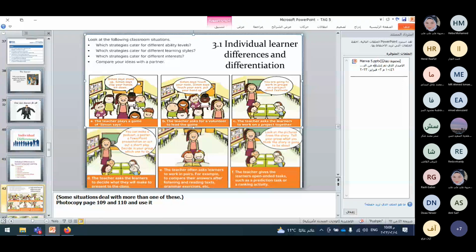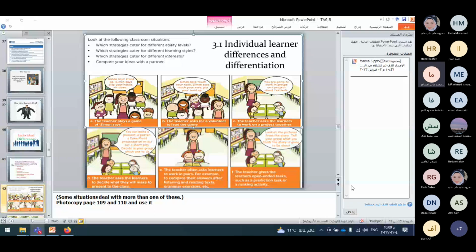Okay, so this one, tell me, does it suit the different ability levels? I mean, does it suit the weak learners and strong learners as well? Does it cater for different ability levels? Just say yes or no. Who can tell me? Let me check your raised hands. Mr. Muhammad, I think you're ready to answer me.